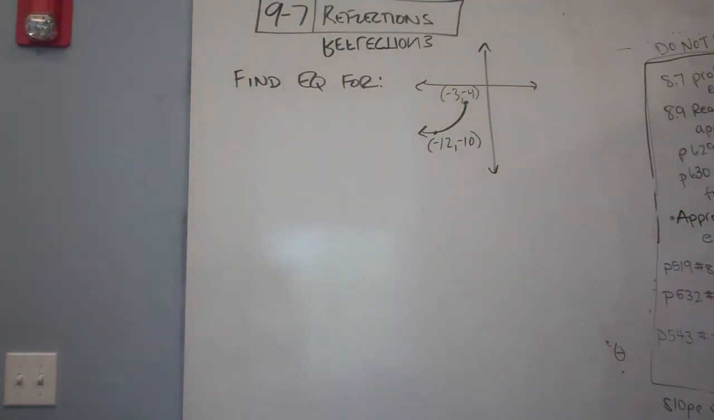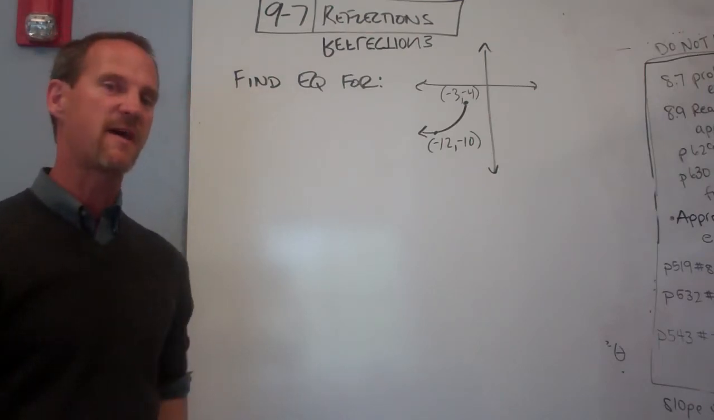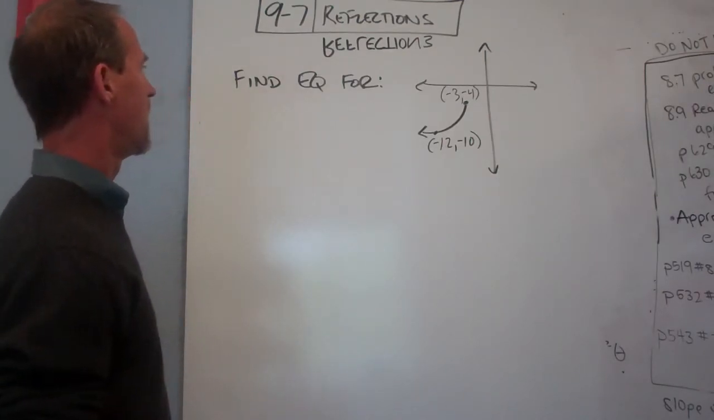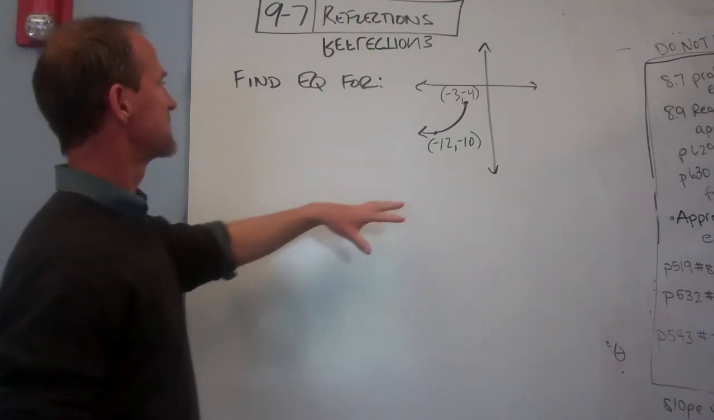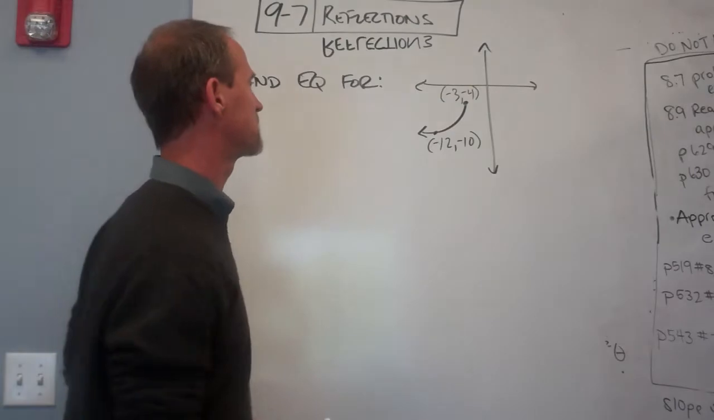Okay, we are doing this little 9-7 video just to make it a little bit more clear about what's happening when we reflect one of our functions. So this is like the challenge problem. It's very similar, I think, to number 15 in your homework, so you can compare this to that one.